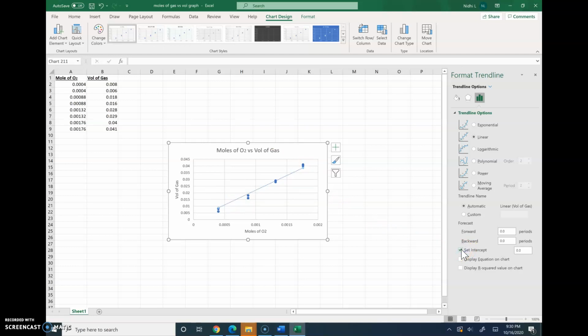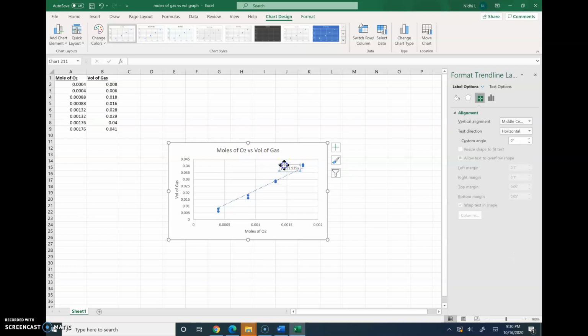When I choose Set Intercept, watch what happens to this line here. The line moves. Basically, what's happening is the regression line moves in such a way that it's averaging the x's and the y's on the line and forcing the line to go through 0, and that's called the forced intercept. And then we need to display the equation. And here's our equation.